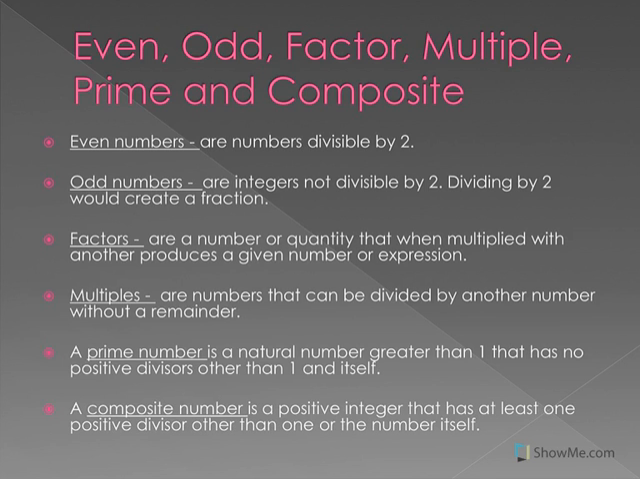A prime number is a natural number greater than 1 that has no positive divisors other than 1 and itself. A composite number is a positive integer that has at least one positive divisor other than 1 or the number itself.